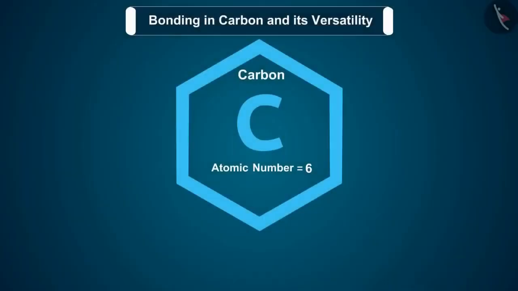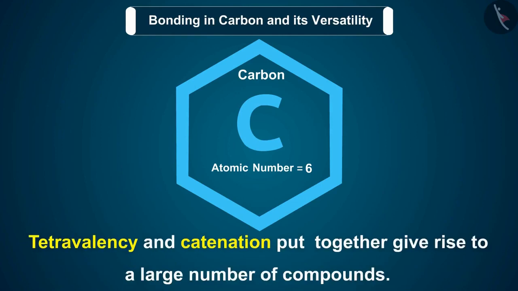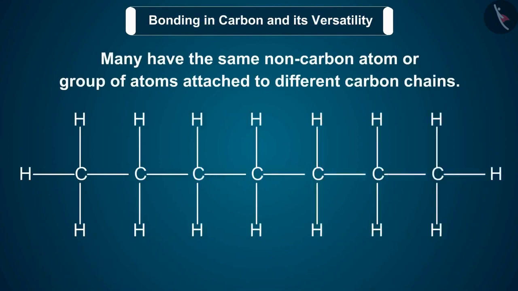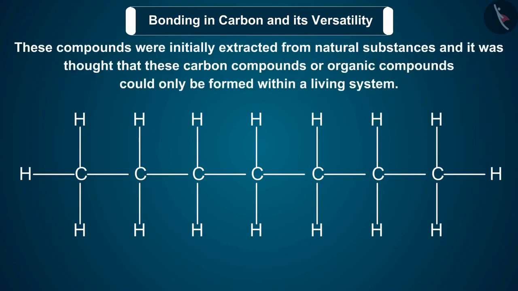The two characteristic features seen in carbon, that is, tetravalency and catenation, put together give rise to a large number of compounds. Many have the same non-carbon atom or group of atoms attached to different carbon chains. These compounds were initially extracted from natural substances, and it was thought that these carbon compounds or organic compounds could only be formed within a living system.